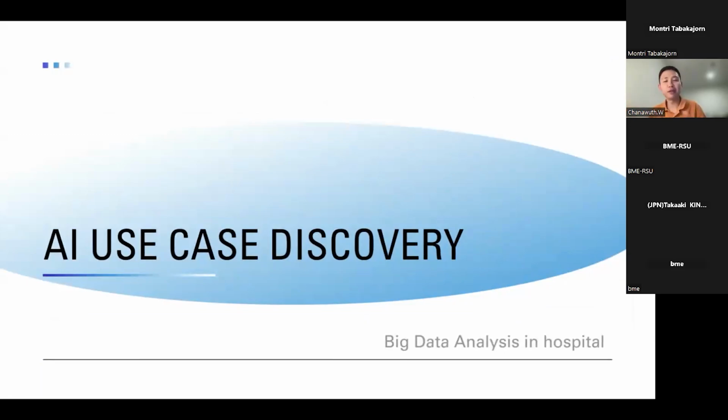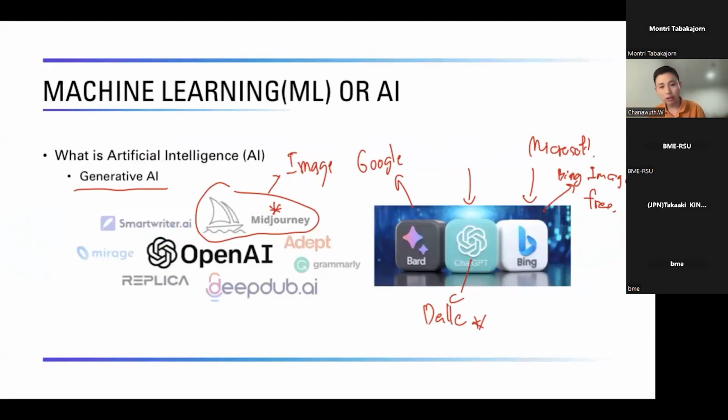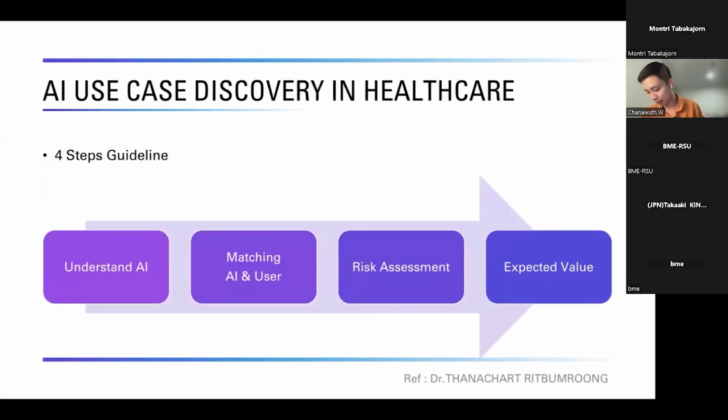Okay, the principle and the basics are finished. So after that, the real use case. In this topic we're talking about AI use case discovery. This means how to use AI in your hospital, because AI nowadays in the world has many types, and how to use it. A 4-step guideline from my teacher, expert Dr. Thanachart, Mr. Thanachart.